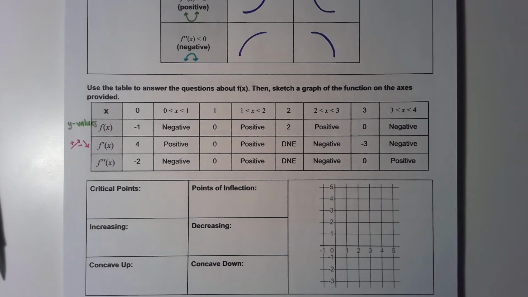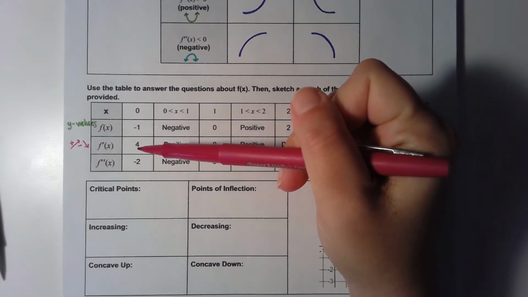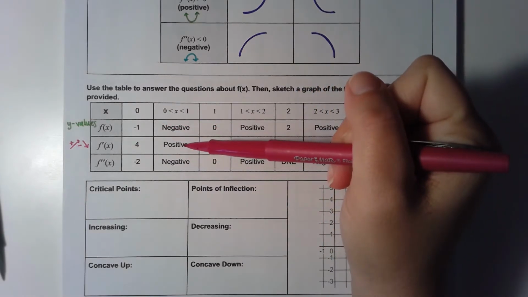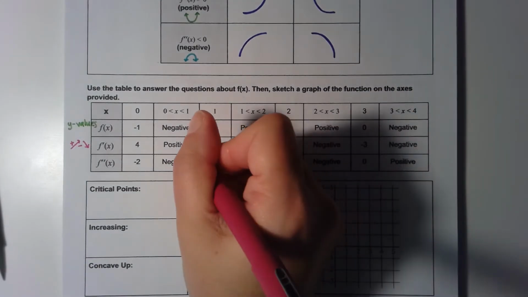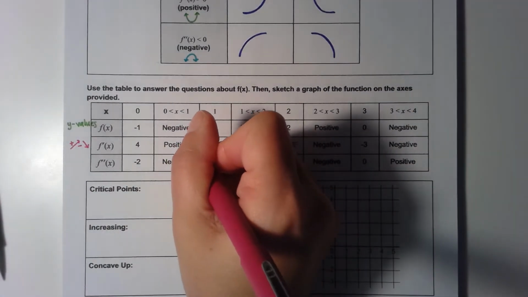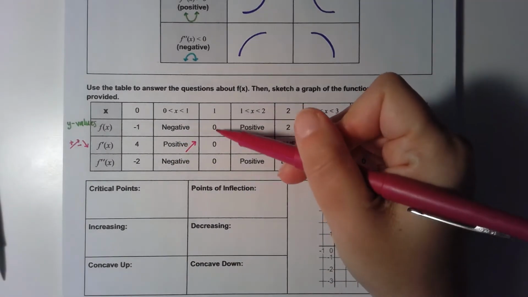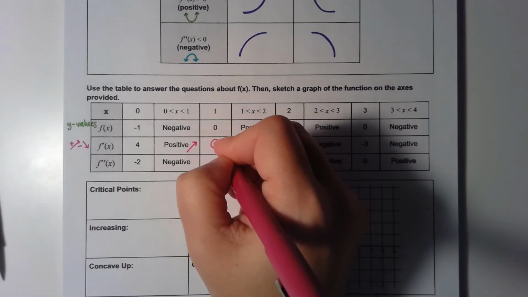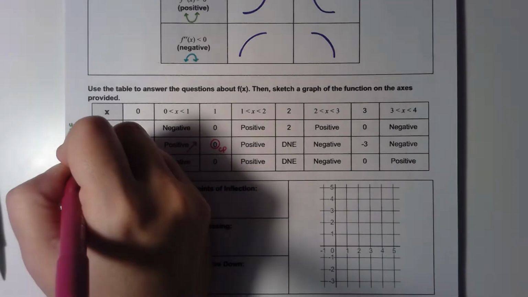So, for example, it's telling us that when x is 0, the first derivative is 4, which is a positive number, so the graph is going uphill. Now, between 0 and 1, the first derivative is always positive. Since the first derivative is always positive, we know that this portion of the graph is going uphill. Then at 1, the first derivative is 0. Since the first derivative is 0, that's going to be a critical point of the function, because critical points are places where the first derivative is equal to 0 or is undefined.